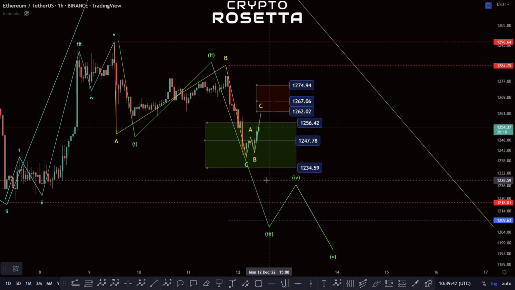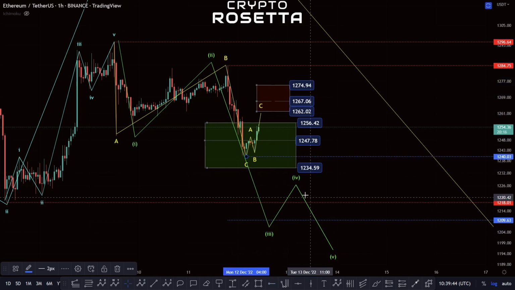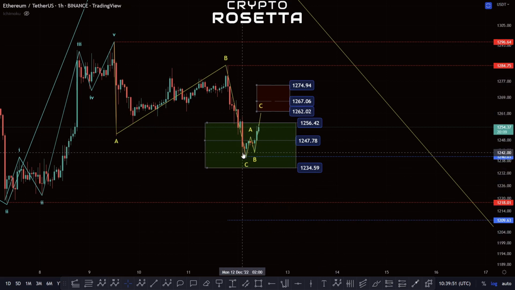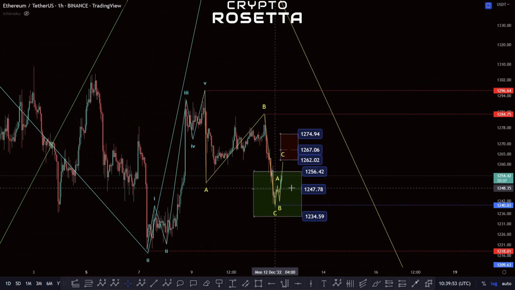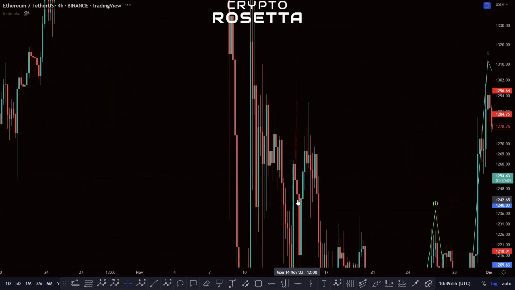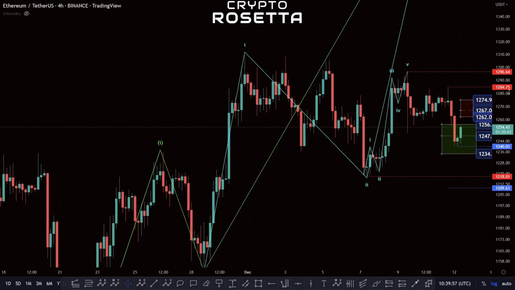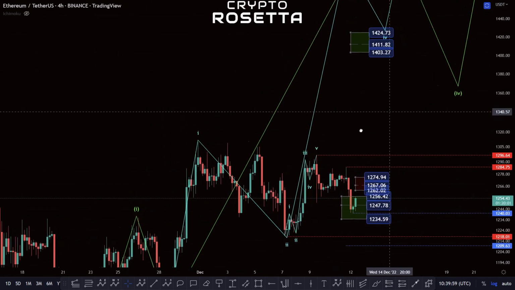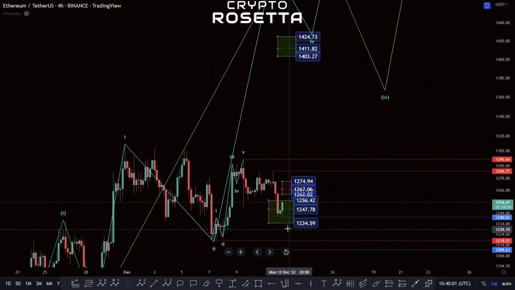Should we manage to hold this low point here at 1240 and 3 cents, what we would be looking at from here is to start to see some impulsive movement. If I just zoom out here onto the 4-hourly quick, we're still looking at the same potentials that we could see an additional 5-wave move to the upside here. This is quite an interesting zone.